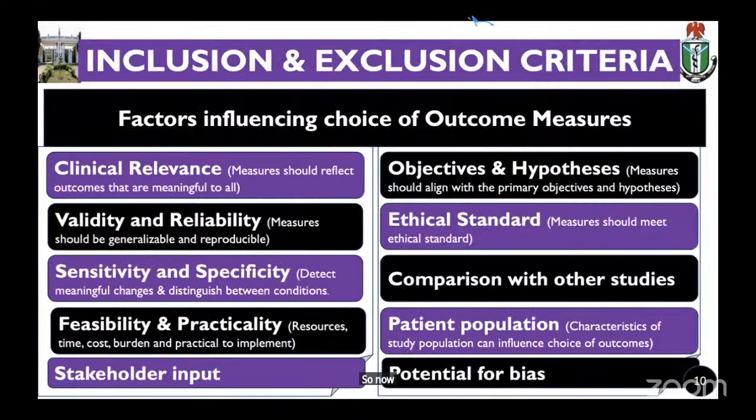So now, what are those factors that may influence the choice of outcome measures? Let's take a look at the clinical relevance, which I've mentioned, which measures and reflects the outcomes that are meaningful to all. I've said it, the clinical relevance is very important to the doctor or to the physician, it's very important to the patient, it's important to the community, it's important to the academic environment.